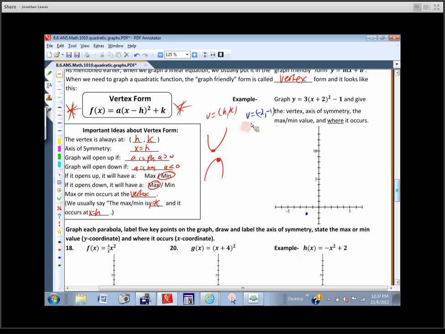Okay, what's the axis of symmetry? x equals -2. Once you find that x coordinate of the vertex, there's your axis of symmetry. So I'm going to draw this vertical line right here. That's our axis of symmetry.